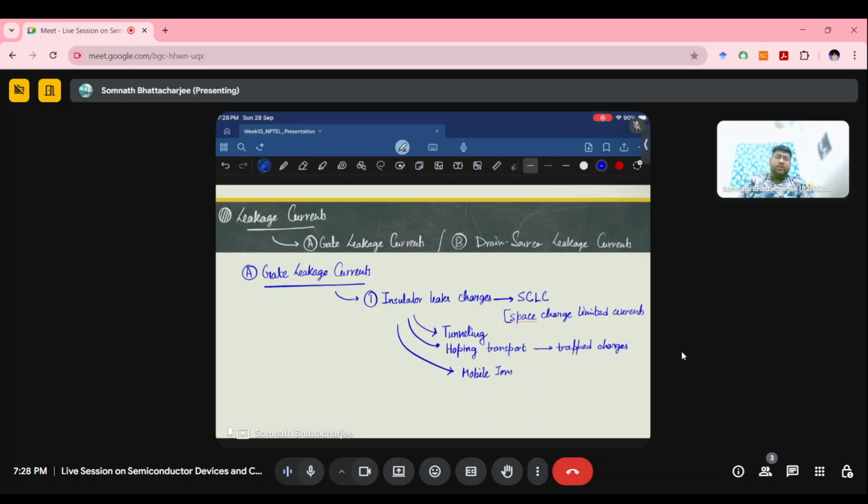So how to solve this issue? How to solve the issue of this kind of gate leakage? The main way to solve this is by using high K dielectrics. Usage of high K dielectric is very much necessary to reduce this leakage.